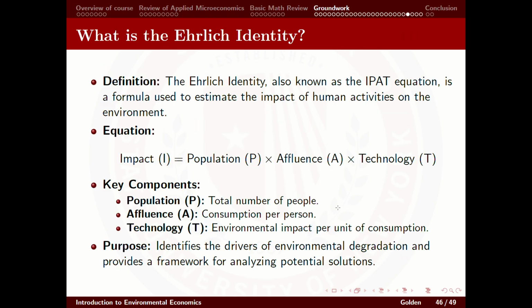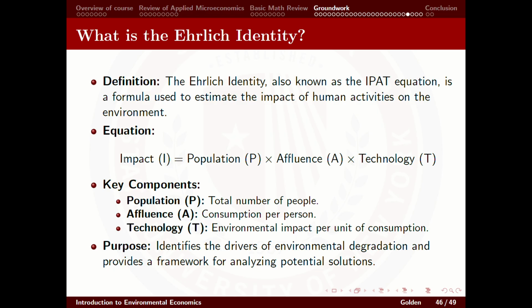And now, finally, the last thing I'm going to talk about in this lecture is the Ehrlich identity. The Ehrlich identity, known as the IPAT equation, is a formula used to estimate the impact of human activities on the environment. So the equation is impact equals population times affluence times technology. Population is about the number of people. Affluence is about consumption per person. Technology is about the environmental impact per unit of consumption.